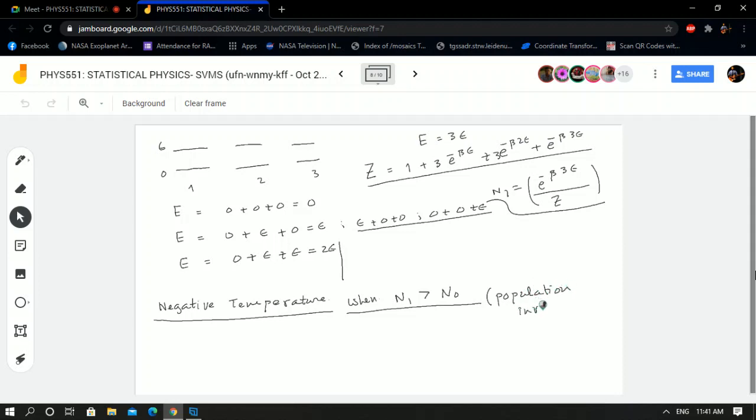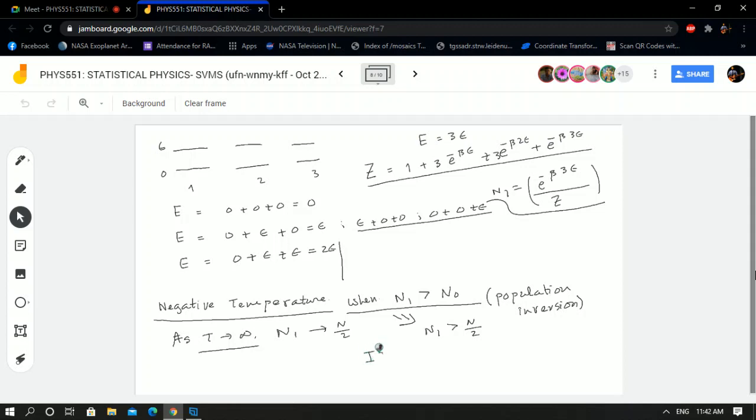And that corresponds to a situation of negative temperature, because we have seen that as T tends to infinity, N1 goes to N by 2. That's all. It can only be half of them. If you want N1 greater than N by 2, it does not happen even as T tends to infinity. But if it happens, then okay.